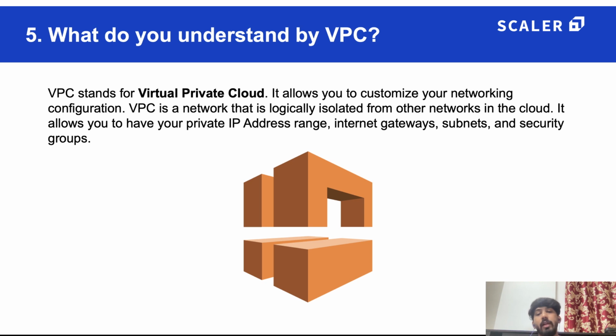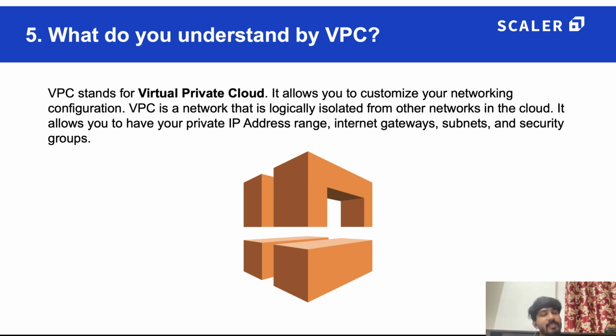Okay, so now it allows you to have your own private IP address, internet gateway, subnet, security groups. So these are all other concepts. So for now, when somebody asks you what exactly is VPC, you can tell that it basically lets you configure and customize your networking settings in AWS. And the foremost concept is that it is logically isolated from other networks in AWS. Even within your account, it still isolates one VPC from another VPC, right?